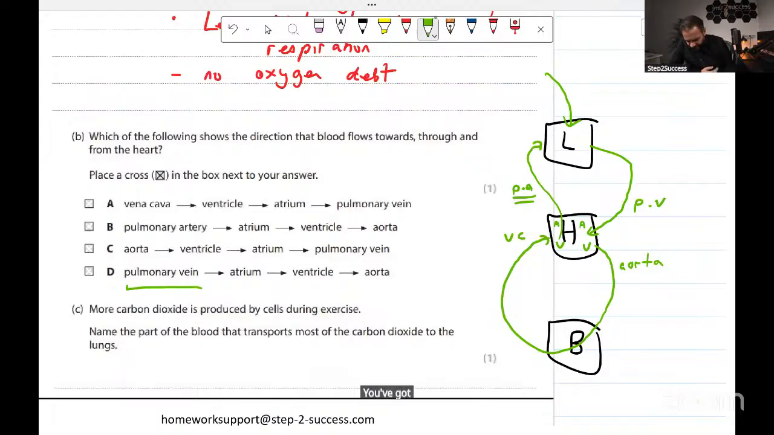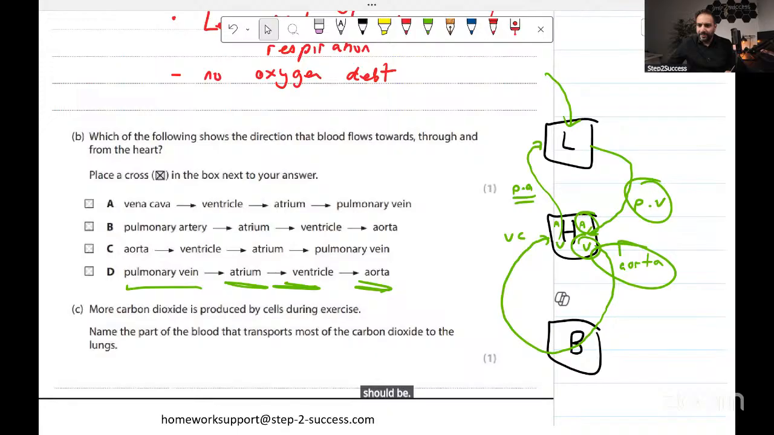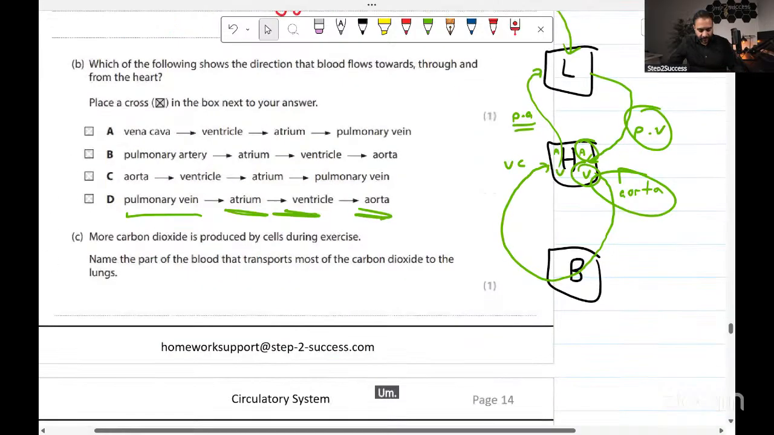Pulmonary vein, atrium, ventricle, aorta. That should be the answer. Make sure it is. Yes, it is. There's another 2B, I know. Don't worry, we'll go back to the top in a second.